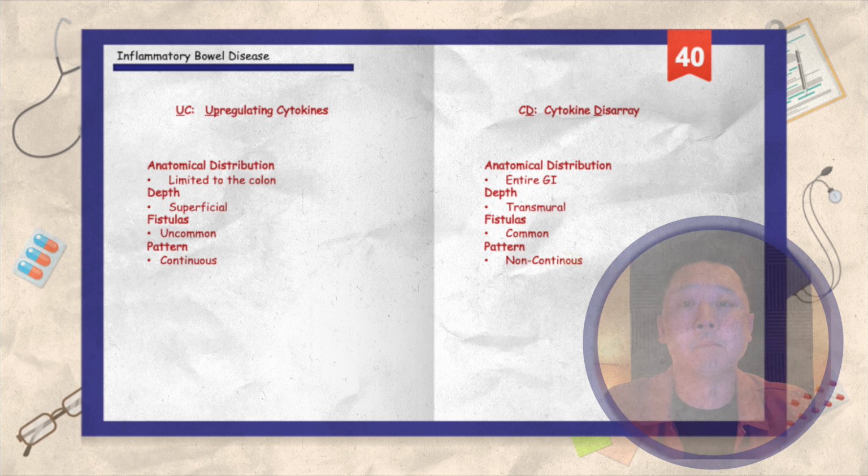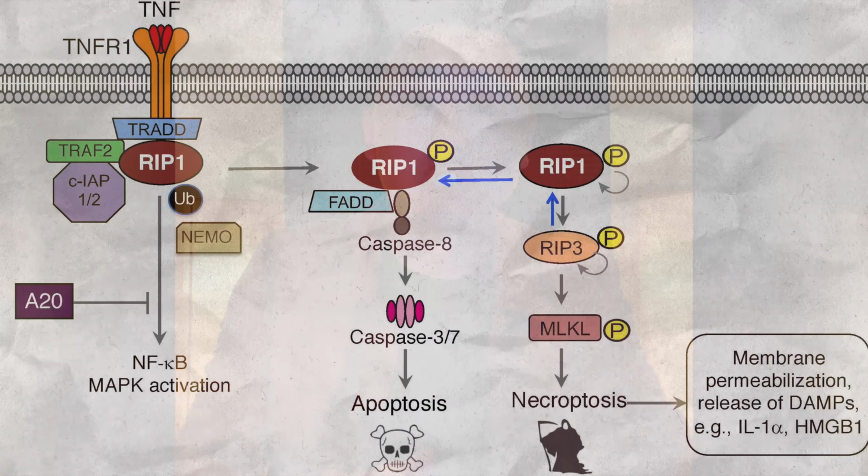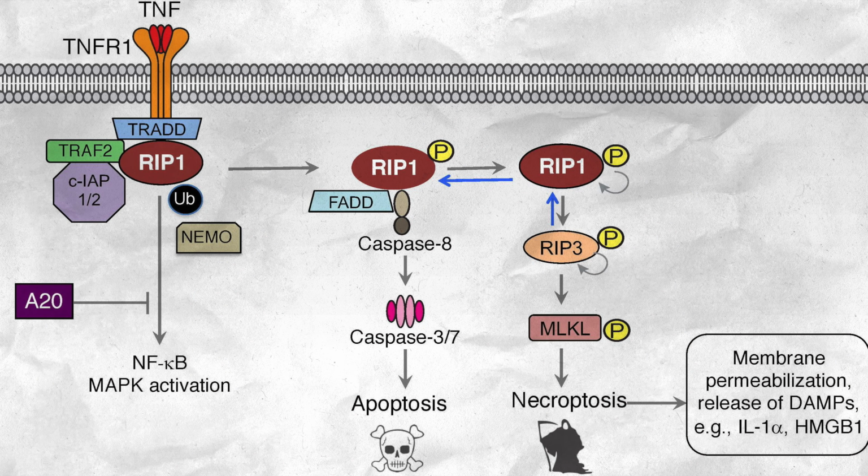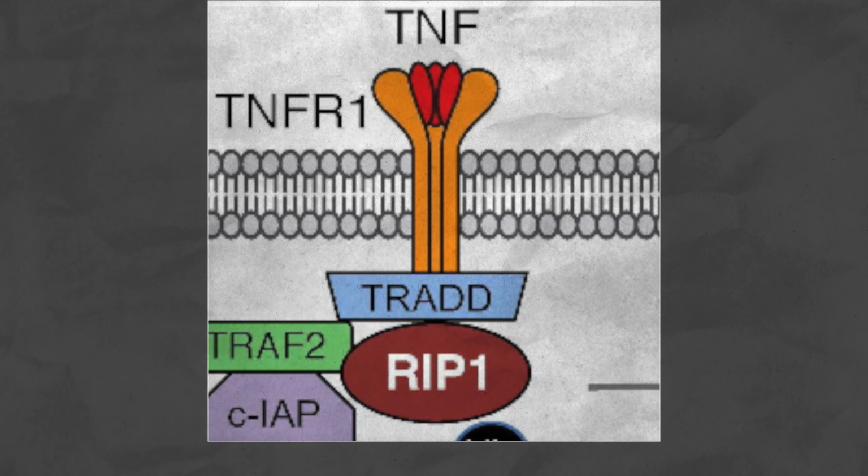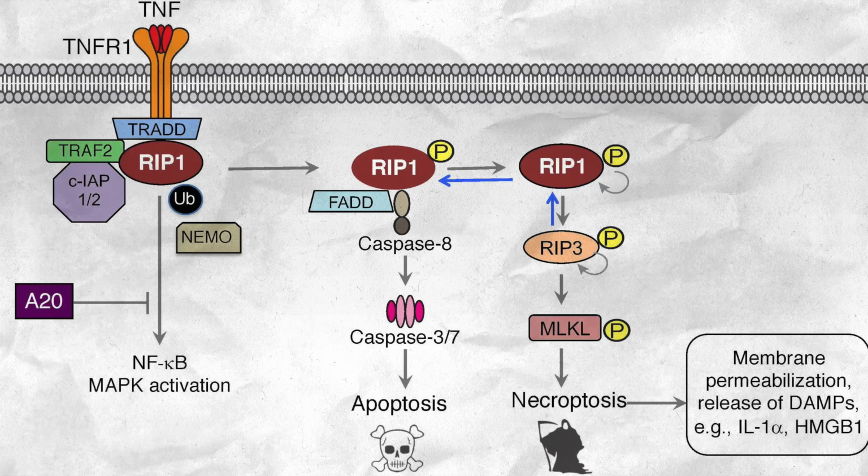The main contributing factor in both Crohn's disease as well as ulcerative colitis is dysregulation of cytokine, specifically TNF-alpha. TNF-alpha is the main contributor in the cellular cascade that causes the apoptosis of these cells. And now for the acronym component.